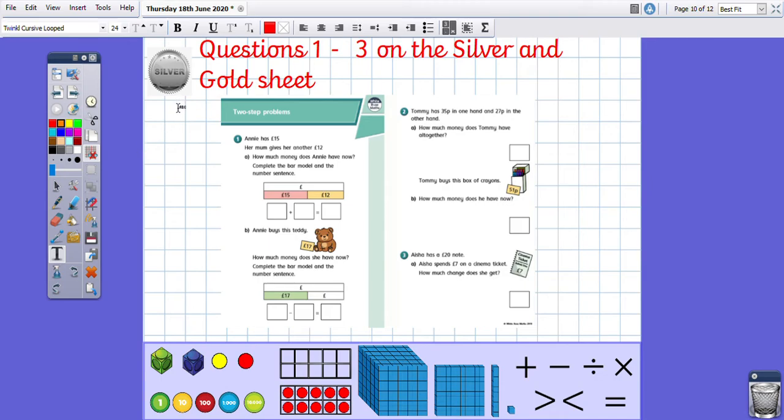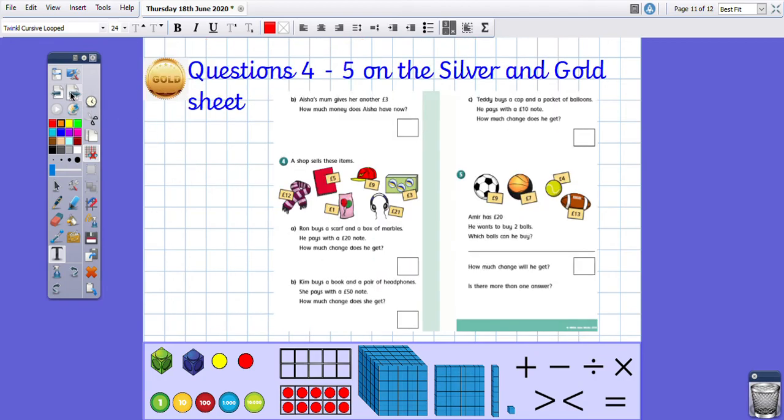Silver, you are doing questions 1, 2 and 3 on the silver and gold sheet. Okay, there are your questions for today. Gold, you are doing questions 4 and 5. Now they are quite big word problems, but have a go. Use number lines if you need to.